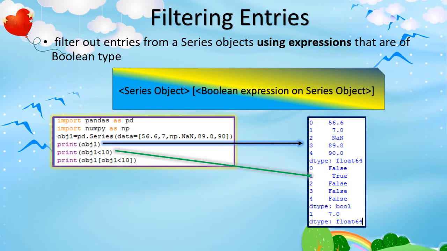And next statement, object 1 of square bracket object 1 less than 10. The meaning is that the values for which the condition is true alone are retrieved. So according to the second print statement, only the first position is true. The first position value in the series object is 7, so 7 is printed.